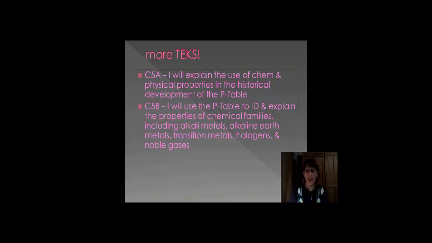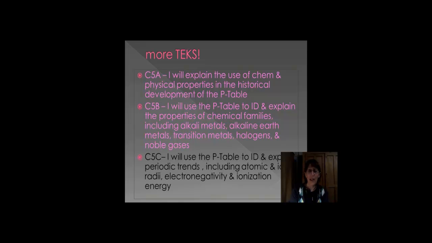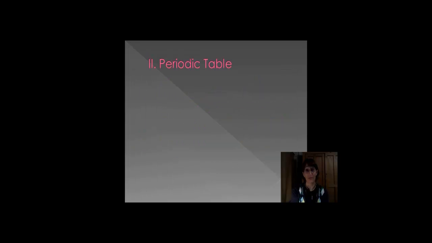group 1, alkaline earth metals group 2, transition metals, all that low part in the middle, the halogens group 17, and the noble gases group 18. And finally, C5c, I will use the periodic table to identify and explain periodic trends, including atomic and ionic radii, electronegativity, and ionization energy. Oh, joy of joys.